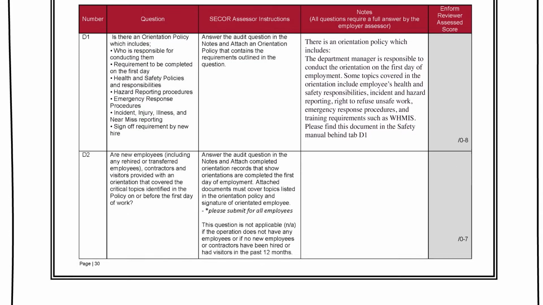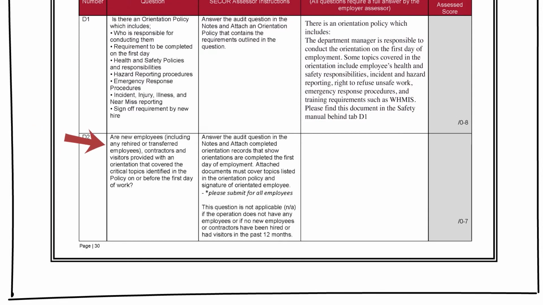Now, let's keep going and look at question D2. Are new employees, including any rehired or transferred employees, contractors, and visitors, provided with an orientation that covers the critical topics identified in the policy on or before the first day of work?